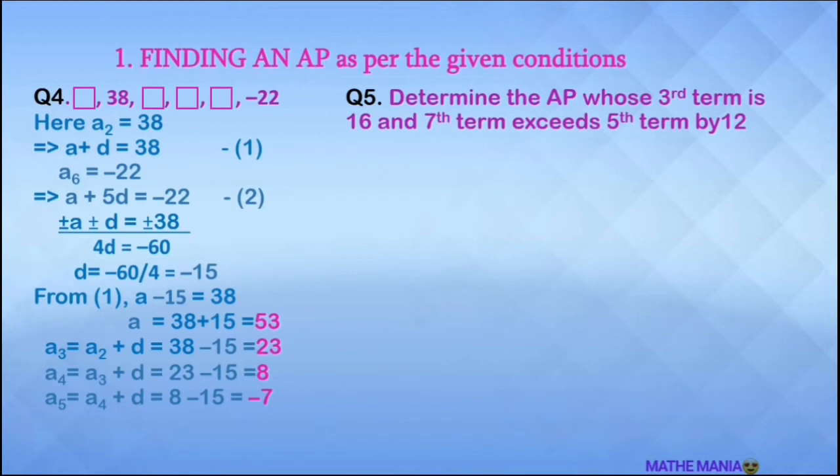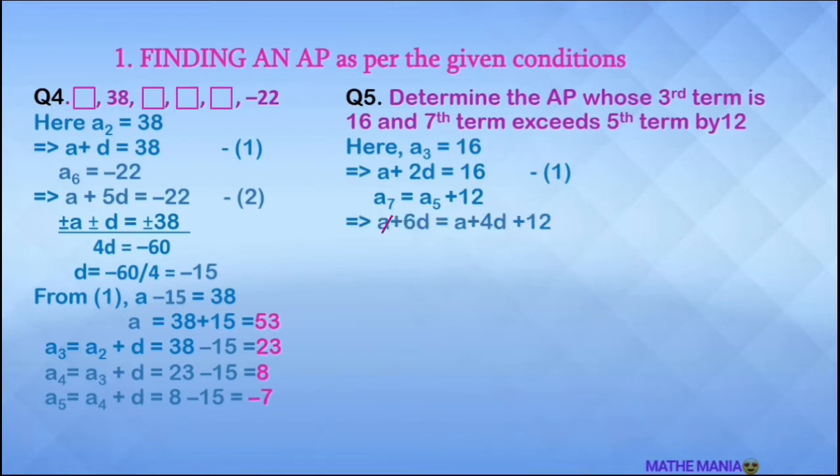The question says that third term is 16, so we get A3 equal to 16 or A plus 2D equal to 16. Next it says that 7th term exceeds the 5th term by 12, that is A7 is equal to A5 plus 12. On replacing the values of A7 and A5, we get A plus 6D is equal to A plus 4D plus 12. On cancelling A from both the sides and bringing 4D to the other side, we get 6D minus 4D, that is 2D is equal to 12 or D is equal to 6.